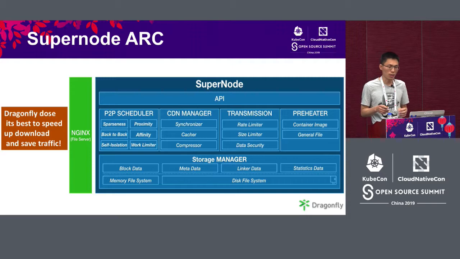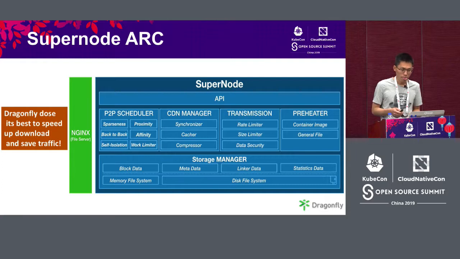And then data security. It means for different blocks, we would use the Dragonfly designed format to pack them. Then we would avoid any manipulation during the transmission. The fourth module is the preheater of automation. It is not just for container images, it's also for general files.